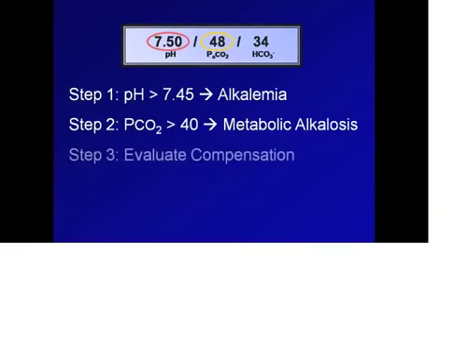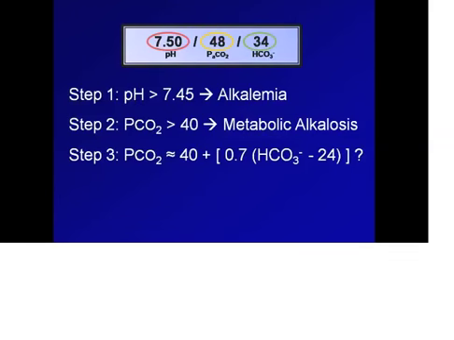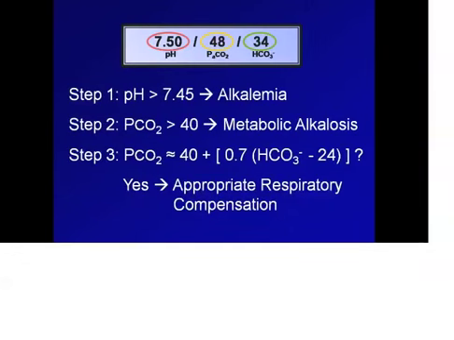Now for step 3. We will take a look at the compensation formula for metabolic alkalosis, which states that the predicted PCO2 should be approximately equal to 40 plus 0.7 times the difference between measured bicarb and 24. Is that true in this case? Yes. Therefore, we'd say that this patient has appropriate respiratory compensation. Using the shortcut method, 50 from the pH is approximately equal to 48 from the PCO2, and we reach the same conclusion. Let's move to example number 2.